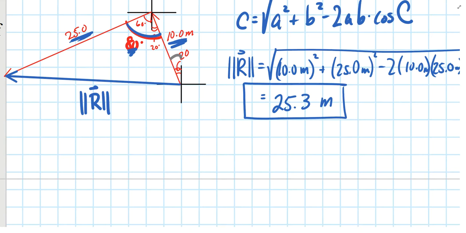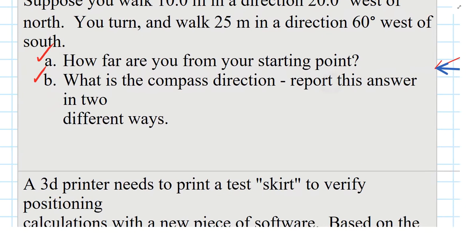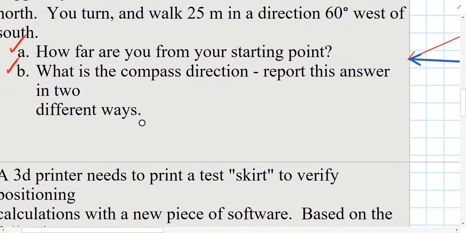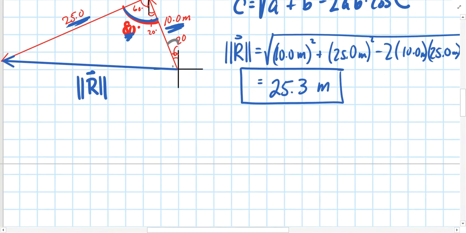So clearly that gives me the answer to part A. We know the distance that we are from our starting point. That's the magnitude of travel. But we need to know the compass direction and report this in a couple different ways. So in order to find the compass direction, this is where it gets to be a little bit tricky.